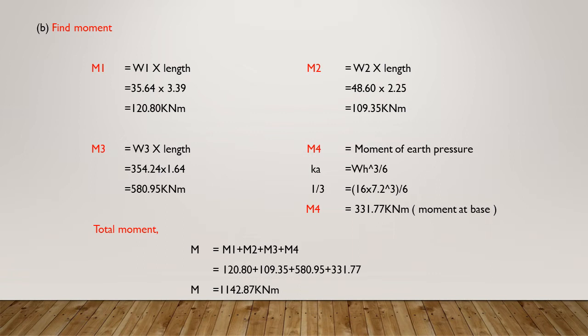Then M4 is the moment of earth pressure. So we use a separate formula, M4 is equal to K w H cube by 6. K is equal to 1 by 3 and w is equal to 16 and H cube is 7.2 cube. H is the height of the stem. Then M4 is equal to 331.77 kilonewton meter. That will be called the moment at base. So total moment M is equal to M1 plus M2 plus M3 plus M4. So add all the moment values. So our answer is 1142.87 kilonewton meter.